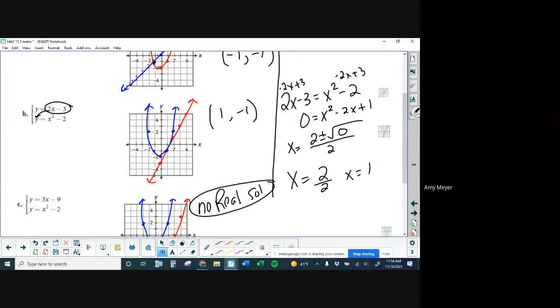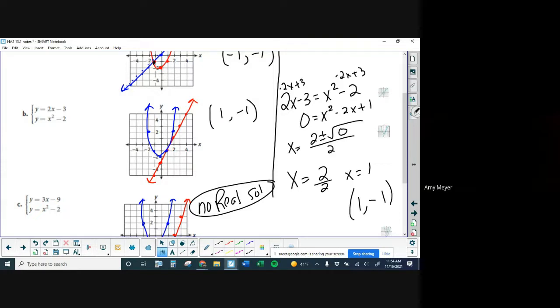So if you were doing this algebraically, then you would have to take your x of 1 and plug it into either one you want. So 1 squared is 1, minus 2, negative 1.